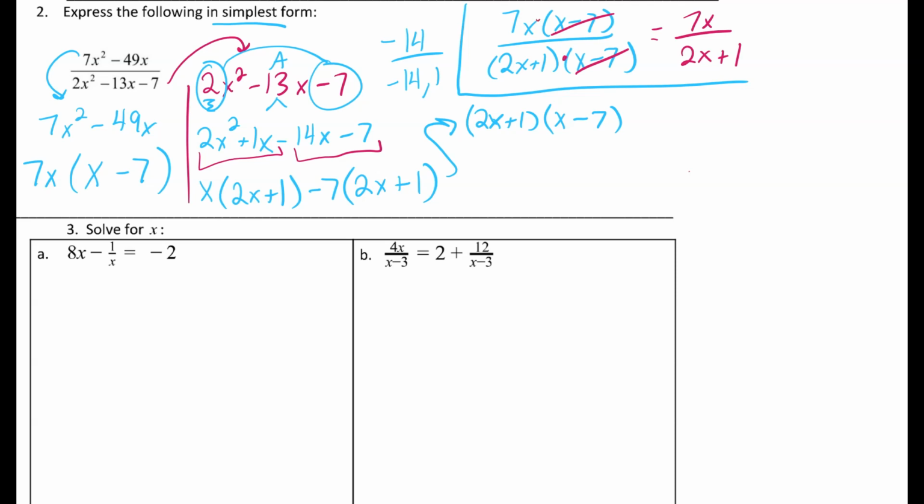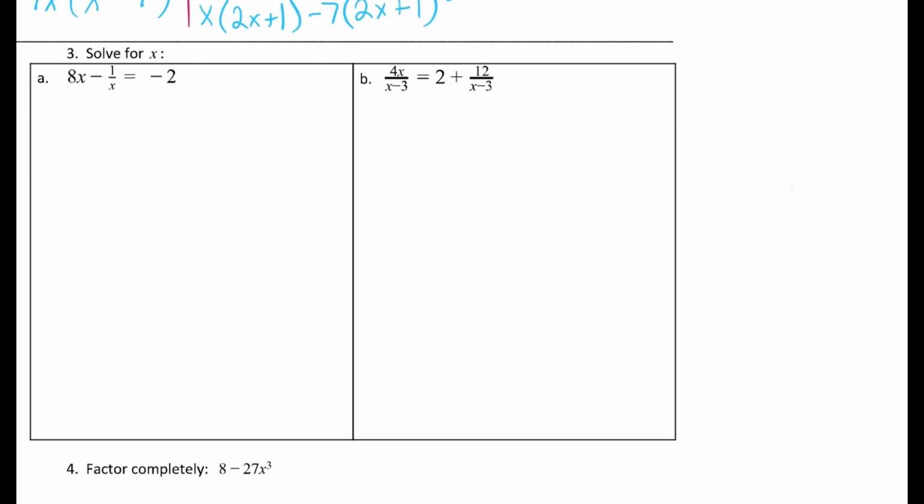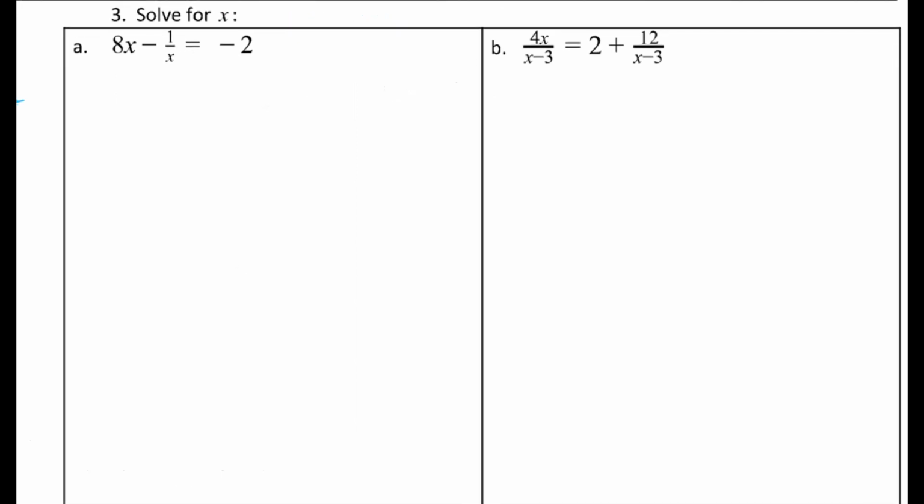With multiplication, it's a little bit easier, but if everything's just connected by addition, you can leave it. Let's take a look at an equation now. Number 3, solve for x. There are lots of different ways you can solve an equation that looks like this. I'm going to show you a way that will work for all rational equations.